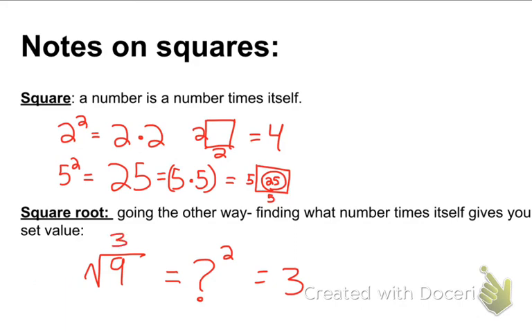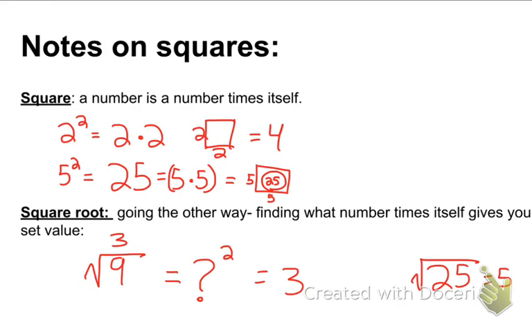So when I ask you the square root of, say, 25, you ask yourself what number times itself is going to give you 25. And the answer, of course, is 5. So make sure you get these two topics down, because we're going to be referring to them a lot down the road.